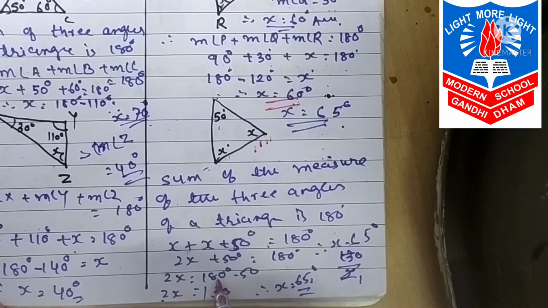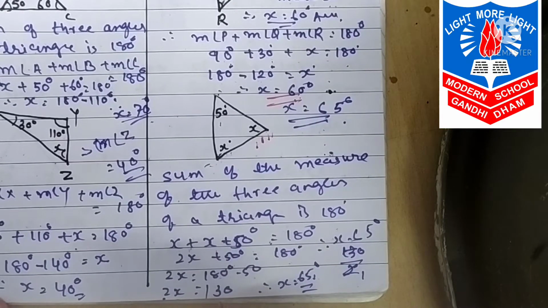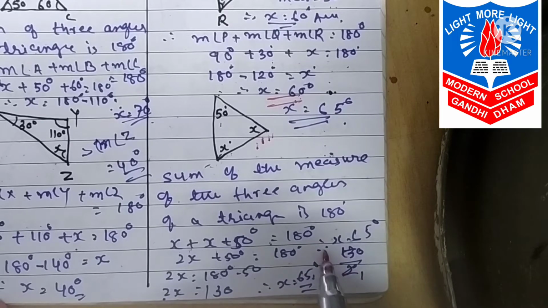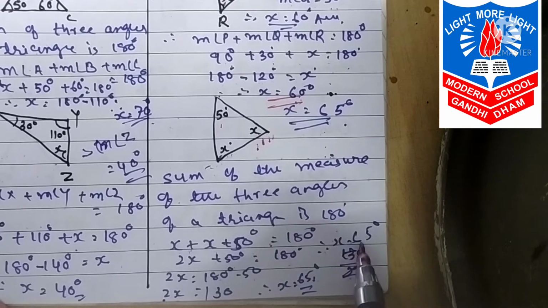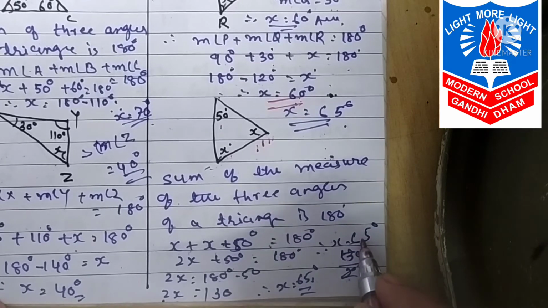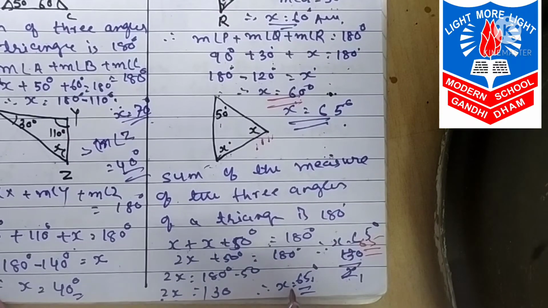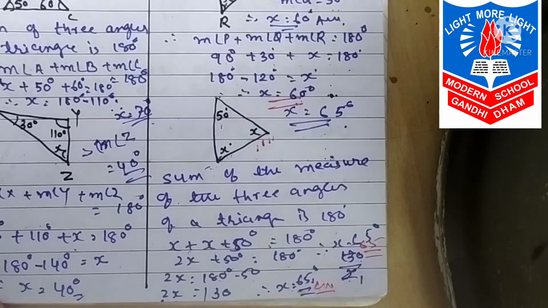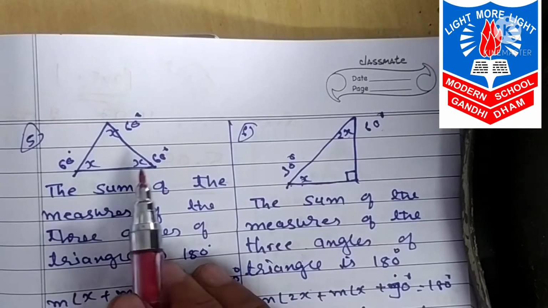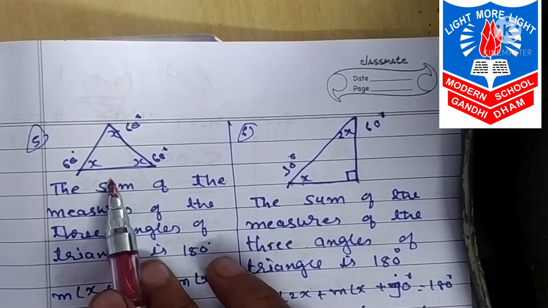So 2x is equal to 180 minus 50. So 2x is equal to 130. Therefore x is equal to 130 divided by 2. 2 ones are 2, 2 sixes are 12, and 2 fives are 10. So here is 65. Therefore x is equal to 65. That is our answer.